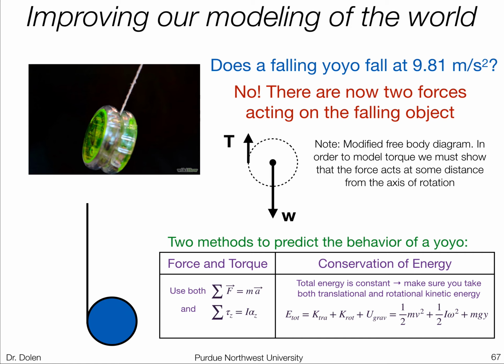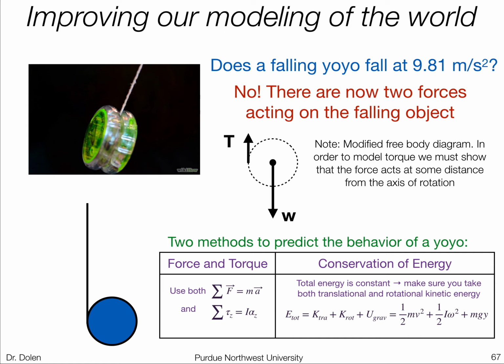We can also talk about this yo-yo in terms of energy. And now we have both translational kinetic energy, meaning the yo-yo is moving some number of meters every second, but also it has a rotational kinetic energy, and we have to take that into account now too.